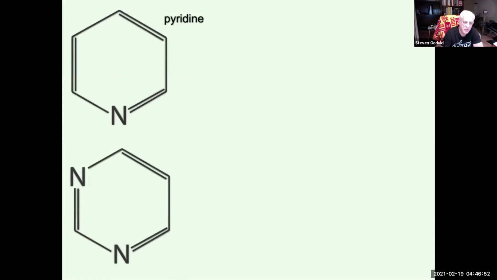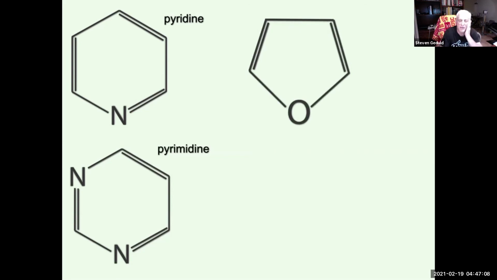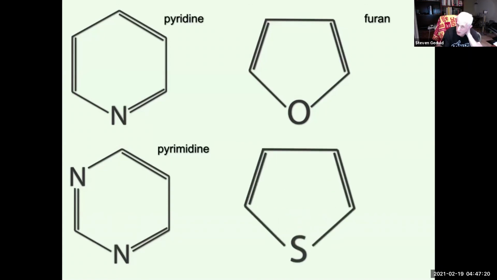Okay, there's a 6-unit cyclical ring where 2 carbons have been replaced by nitrogen, and that's pyrimidine. Here's a 5-unit ring where one of the carbons is replaced by oxygen. That's furan. And this is a 5-unit ring where one of the carbons is replaced by sulfur.